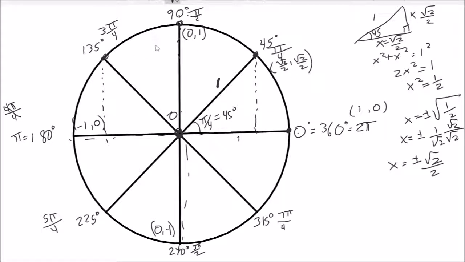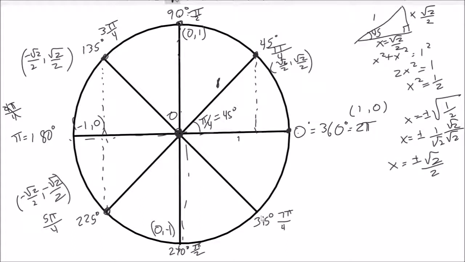Well, if you go back to Unit 1, we learned that when you reflect something across the y-axis, that just makes the x-coordinate the opposite. So over here, the coordinate is negative root 2 over 2, comma, root 2 over 2. What about down here? That's the same point reflected across the x-axis. So now the y value becomes negative. So down here we have the coordinate negative root 2 over 2, comma, negative root 2 over 2.